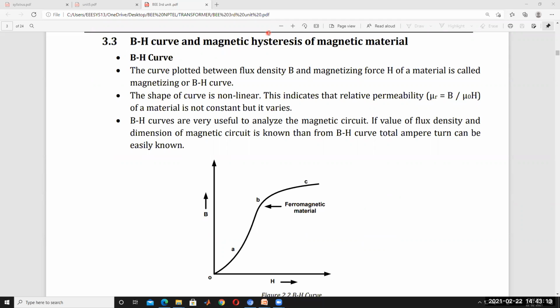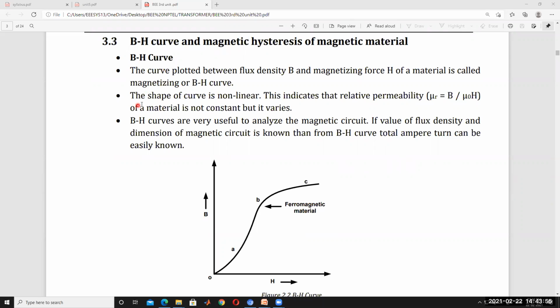So actually the transformer equation is E equal to 4.44 into phi into F into N. Here phi is equal to B into A. That's why E is proportional to B, the magnetic flux density. So there is a relation between the voltage and the magnetic flux density.